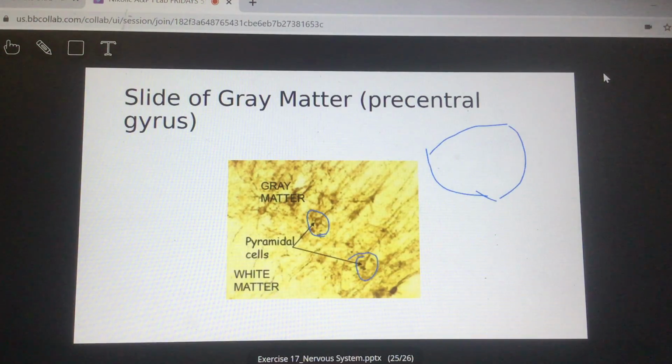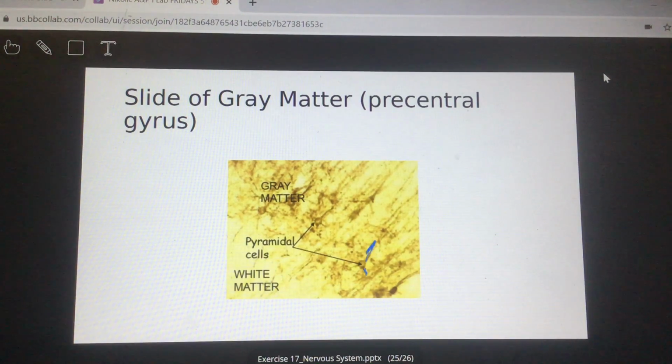Axon and dendrites, all the extensions that we saw previously that we called extensions, you're just going to call them axons and dendrites because it's kind of hard to tell which is which. So basically anything coming off of the soma of the pyramidal cell is going to be an axon and dendrites. That's what it says on page 129 under slide of the gray matter, pre-central gyrus.